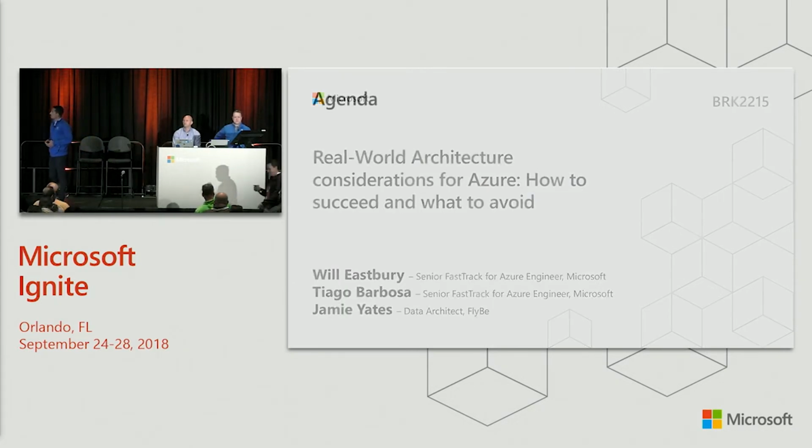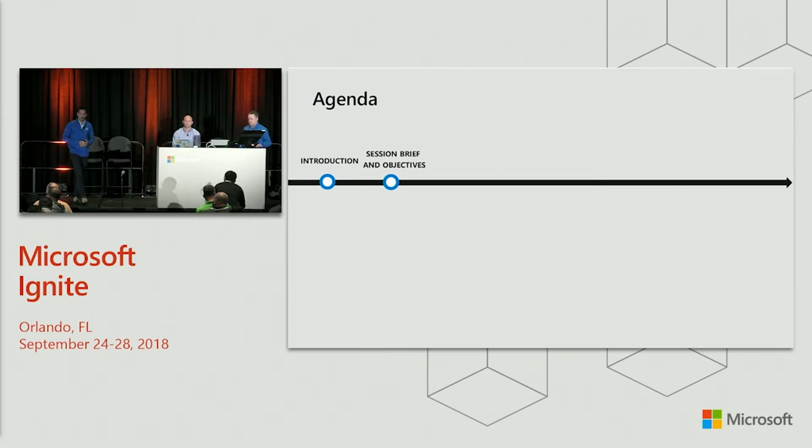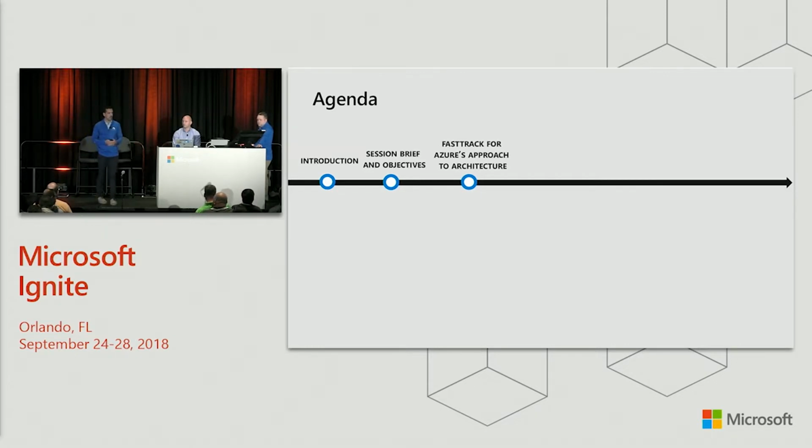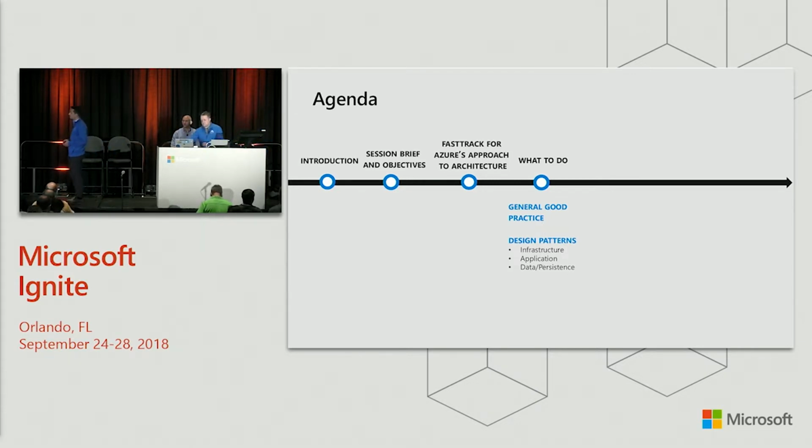First of all, I'll start by talking a little bit about the session objectives. Then Will is going to walk you through some of the ways that we work with our customers on the FastTrack for Azure team, helping them design their architecture in Azure. And then he's going to cover some of the things that you should be doing when working with Azure, some of the general good practice, some design patterns that we typically see that our customers should be implementing. So on infrastructure, application, and data persistence as well.